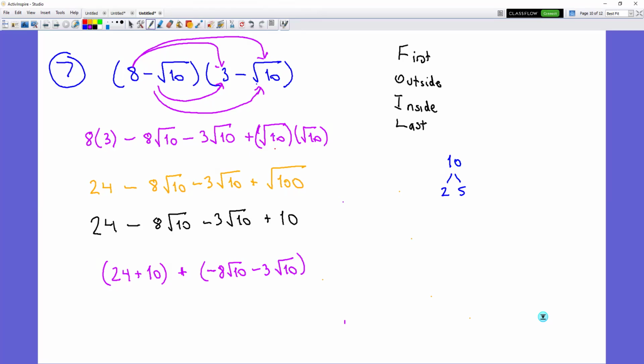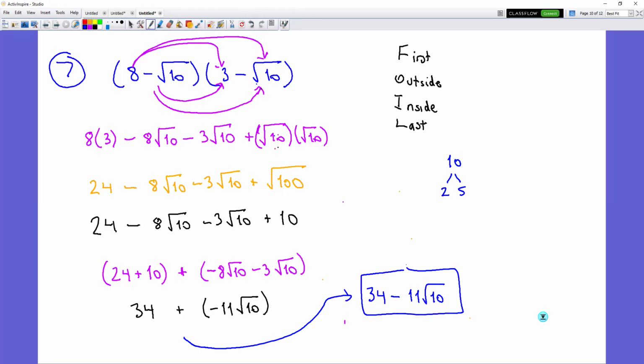So we're going to have 24 plus 10. So 24 plus 10 is going to be 34. So we got 34. And then we have plus negative 8 square root of 10 minus 3 square root of 10. So that's going to give me, well, negative 8 minus 3 is basically going to be negative 11. So it'll be negative 11 square root of 10, because remember the last part does not change. And then finally, not really too much to do after this, except just take that plus sign out and rewrite it as 34 minus 11 square root of 10. Okay, and there's your answer.